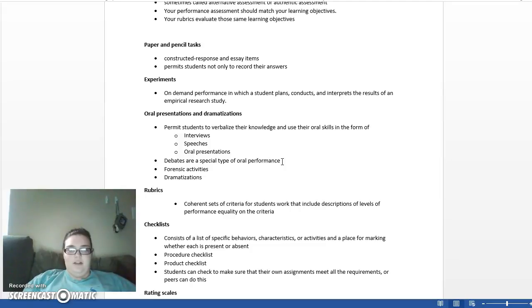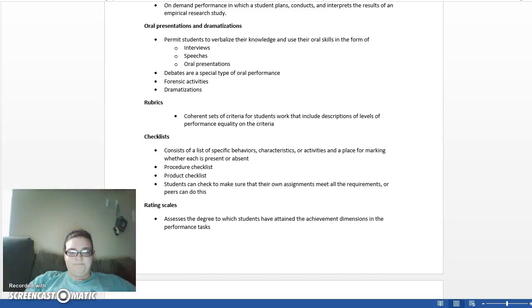So one student is told that they're for whatever they're debating, and one student is told that they're against whatever they're debating, and they have to fight. Even if they don't believe it, they have to fight for whichever part of the debate that they were given. And whoever has the best debate, pretty much, they win the debate. Forensic activities and dramatizations, and that can be like a play or something.